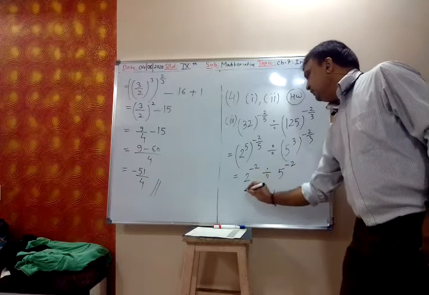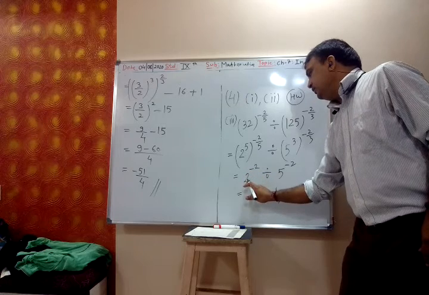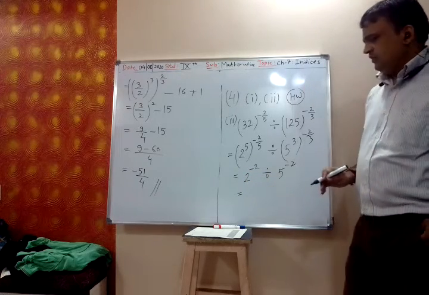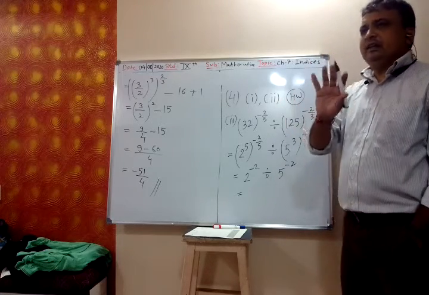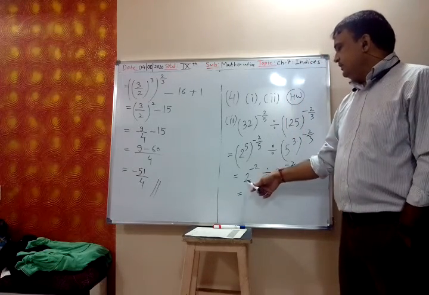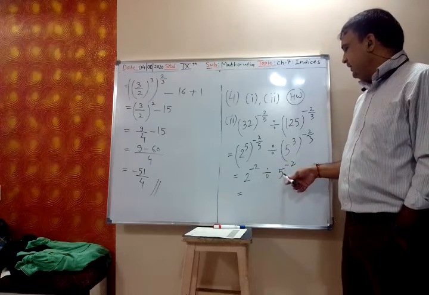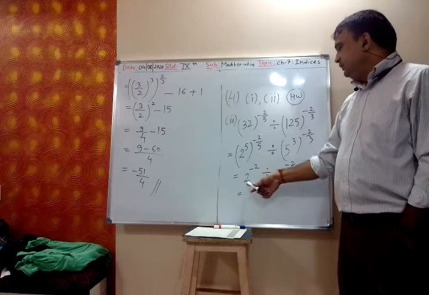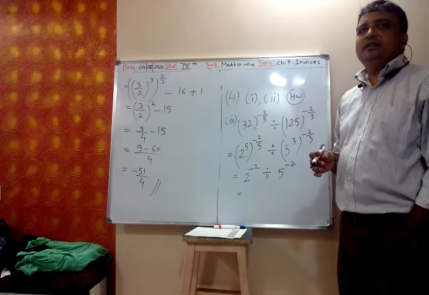2 raised to minus 2 means you take the reciprocal of that. What is the reciprocal of 1 by 2? What is the reciprocal of 2? 1 by... No, see, my dear. The base is not the same. This base is 2, this base is 5. So you cannot apply the division rule. The base is 2, the base is 5. You cannot apply the division rule.